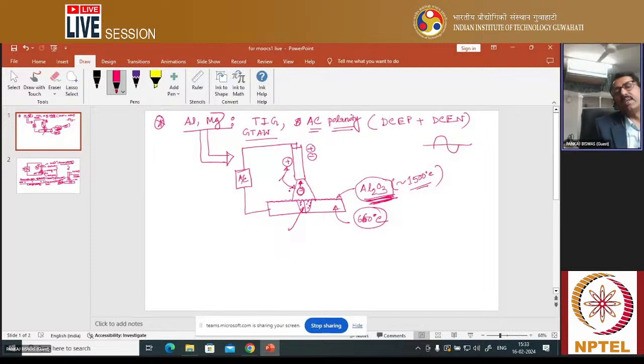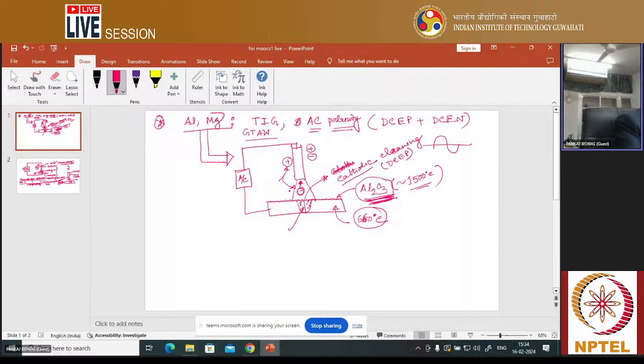This phenomenon has a name: it is generally called cathodic cleaning. I have already told you this, but I am explaining a little bit again as you asked me this question. Now, in which polarity does cathodic cleaning occur? If the polarity is DCEP, always keep this in mind, that means in the reverse polarity case, cathodic cleaning occurs.